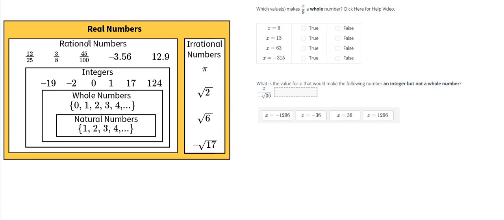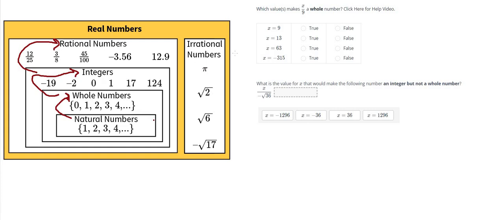So a few pointers. When we're looking at real numbers, and that's all we're going to be looking at in this class, all the natural numbers are whole numbers. All the whole numbers are integers. And then all the integers are rational numbers. You can also say that natural numbers are a subset of whole numbers, and whole numbers are a subset of integers, and integers are a subset of rational numbers.